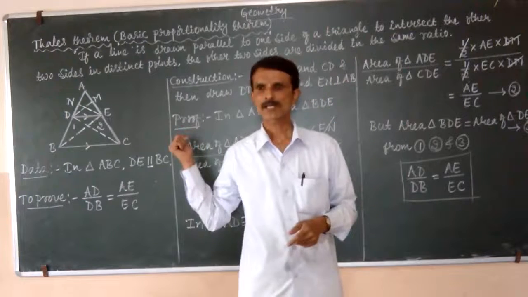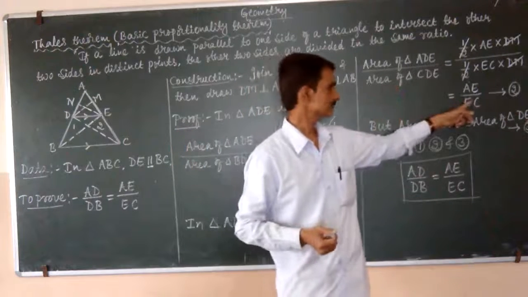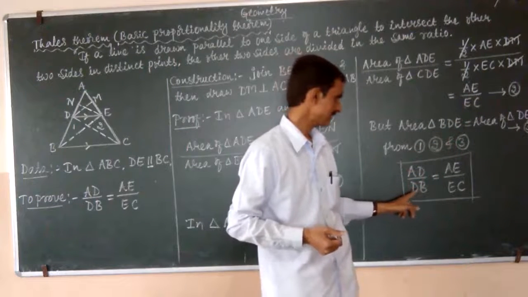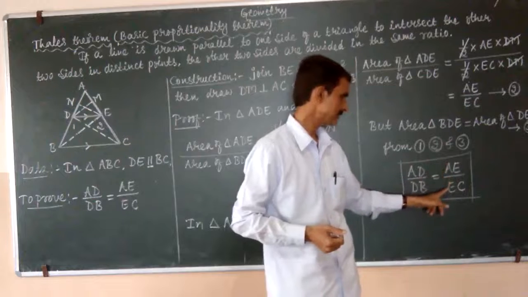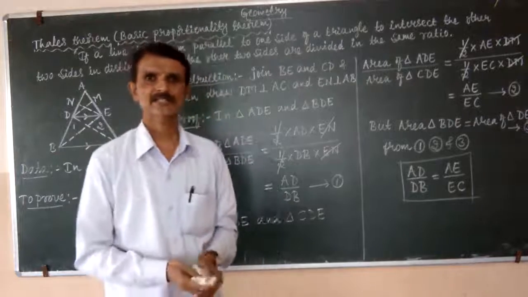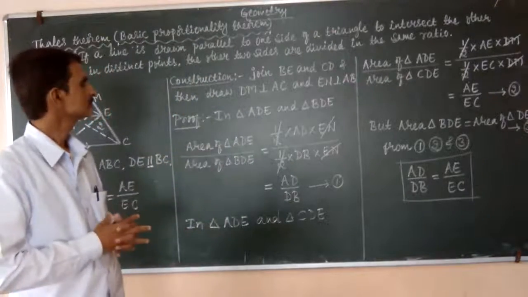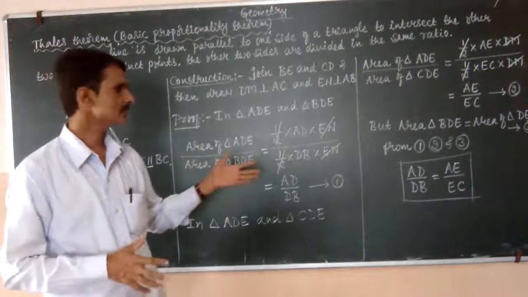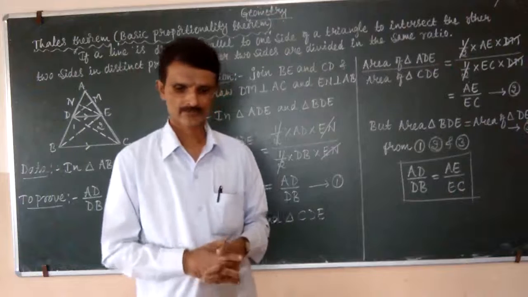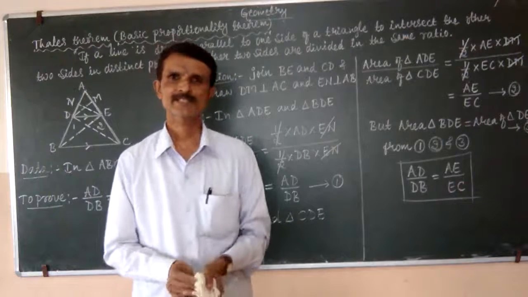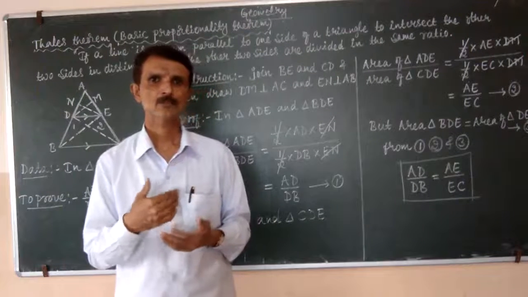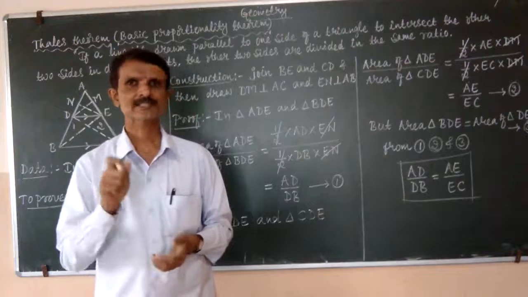So from equations 1, 2 and 3, we write the ratio AD by DB equals AE by EC. So I think students have understood how to prove the theorem. Hence this is an important theorem for the examination, so to be perfect in this theorem we have to practice it more times.